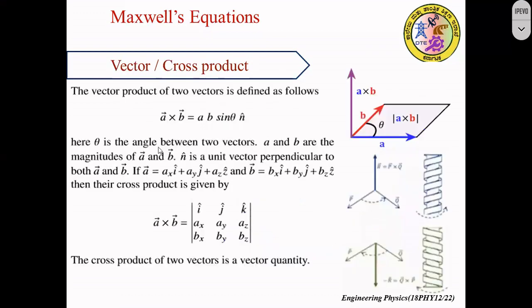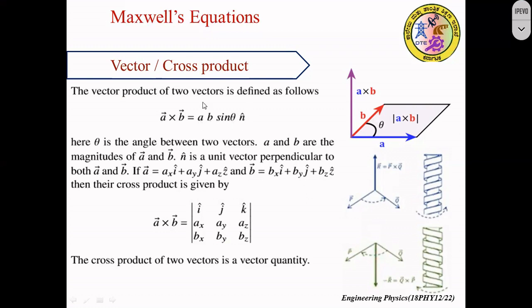Vector product. If the product of two vectors gives back a vector quantity, then such a multiplication of vectors is called vector multiplication or vector product, or also the cross product of two vectors. If vector A and vector B are the two vectors, then the cross product is defined as modulus of vector A into modulus of vector B into sine of the angle between the two vectors. So A cross B is equal to AB sine theta.